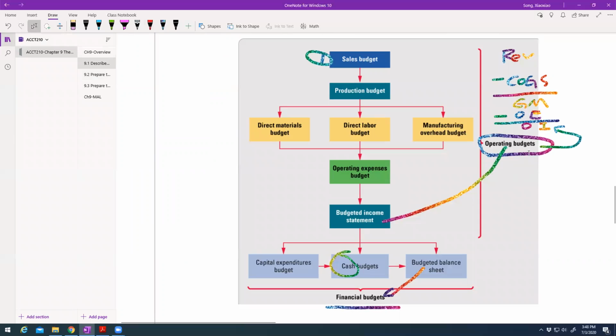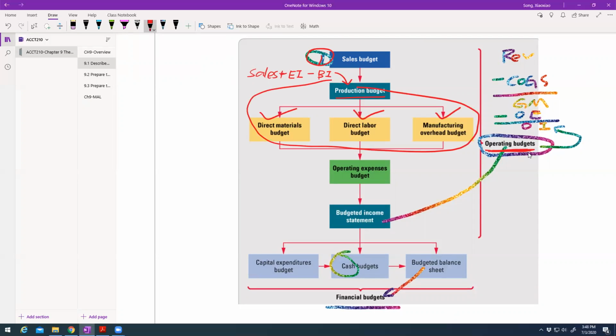For our operating budget, we go back one more time. Remember when we started this chapter, we said this is our operating budget. We always start from the sales budget. From the sales budget, we get our production budget. One more time, we review together: sales plus your required ending inventory gets the units you need, minus the beginning inventory, you get the units you will produce. Once you have the production budget, you can do the direct material budget, direct labor budget, and manufacturing overhead budget. So those are one group.